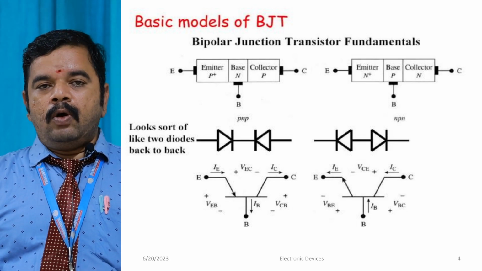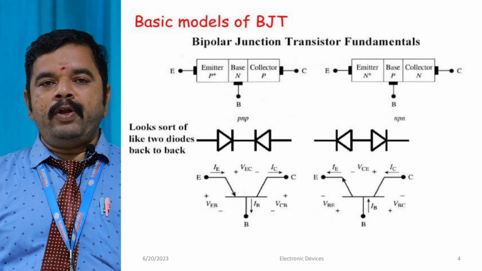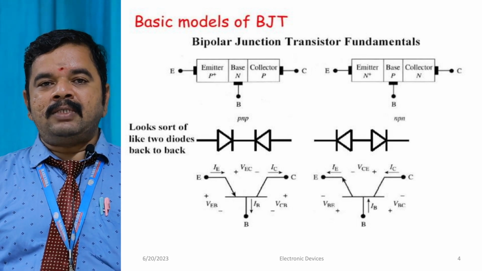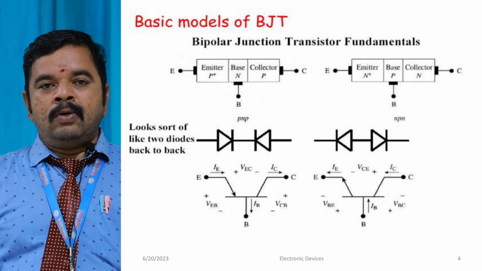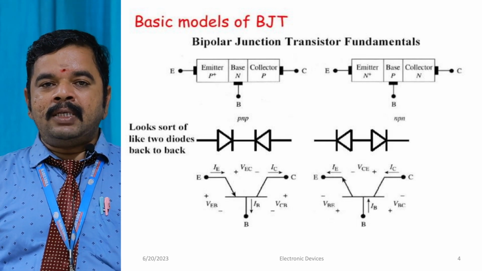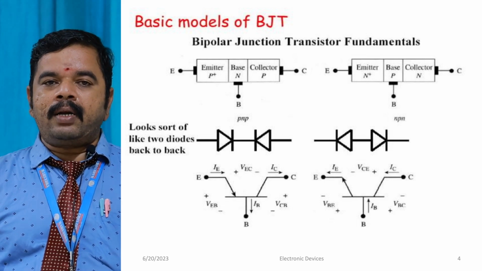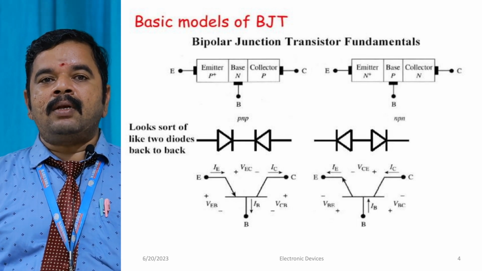According to the doping level, we classify the regions. The emitter is heavily doped, so it has a large number of majority carriers. The base is lightly doped, because through the base the flow of carriers takes place from emitter to collector, so the base width is very small and it occupies less area. The collector is moderately doped, but most of the carriers flow from emitter to collector, so the collector has a larger area.